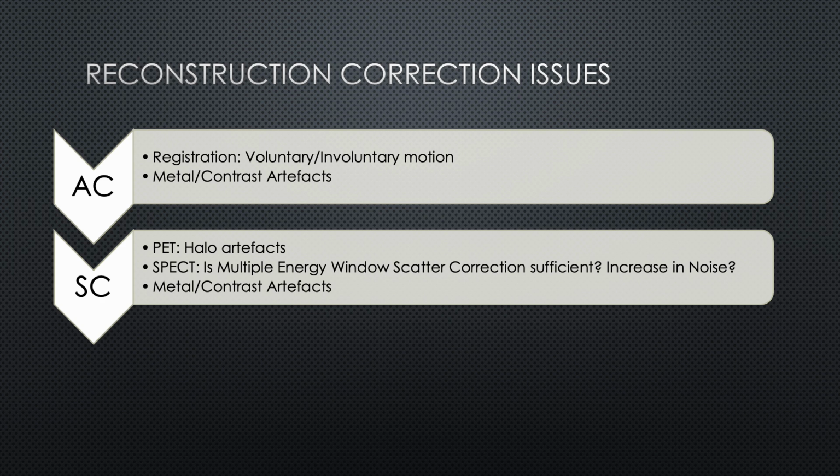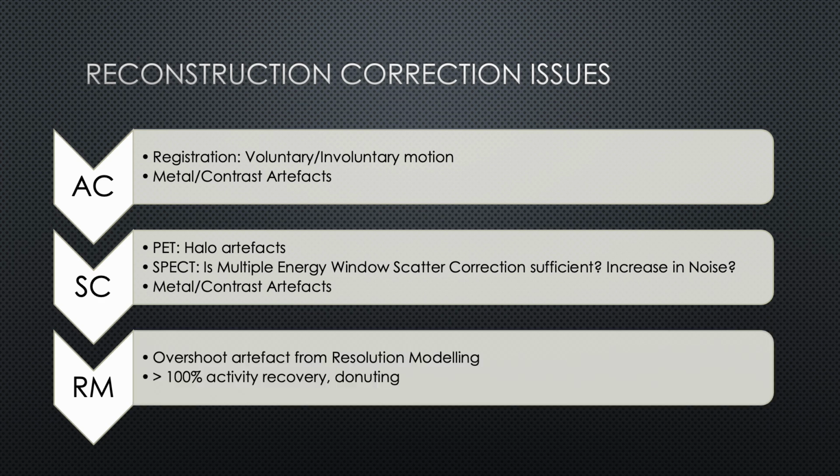In SPECT, when we do scatter correction, it's often using multiple energy window scatter correction. But what happens when you use this is you increase the noise, so there's challenges there. And similarly, sometimes the scatter correction also takes information from the CT, which if it contains metal or contrast can give you challenges. And the final correction I want to bring up here is resolution modeling.